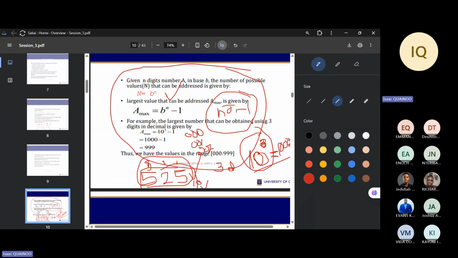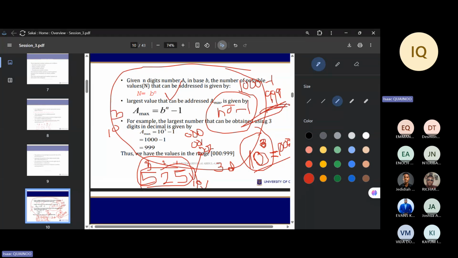You subtract 1 from that result. So in this particular scenario, we have 10 raised to the power 3, which is 1,000, and then we subtract 1 from the 1,000, which gives us 999. So here we can conclude that the largest number that can be represented in a number system that has the radix 10 and 3 digits within it is 999.